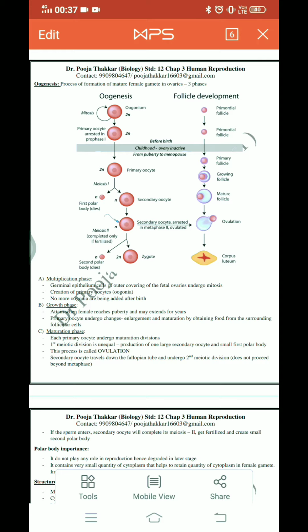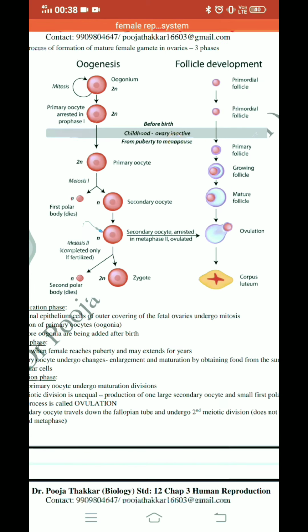In this particular session, we are discussing oogenesis, that is the formation of the mature female gamete in the ovary. The whole process is done in the ovary in 3 phases. First of all, we'll understand the diagram.